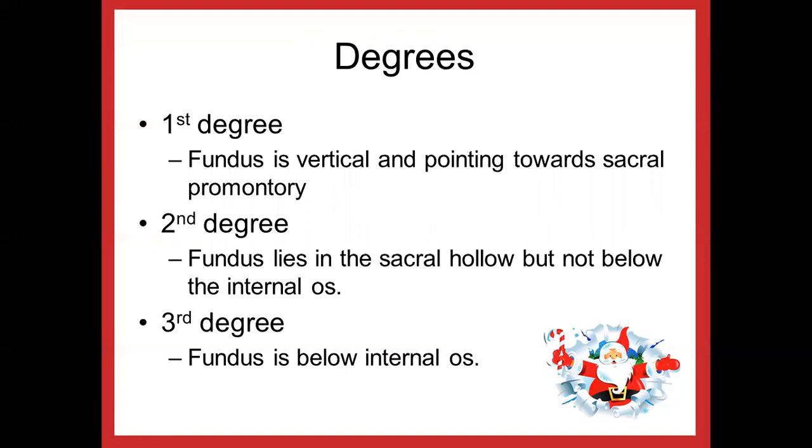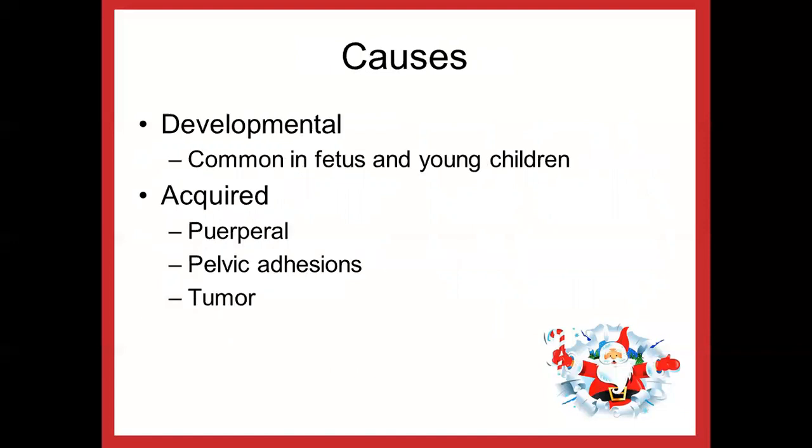So degrees, it is first degree, second degree, third degree. In the first degree, the fundus will be bending backwards and it will point till the sacral promontory. In the second degree, the fundus will be lying in the sacral hollow. It will be bending backwards and lying in the posterior part of the sacrum, which is known as hollow of sacrum, but it will not go below the internal os. In the third degree, the fundus will be completely coming below the internal os. So these are the 3 degrees of retroversion.